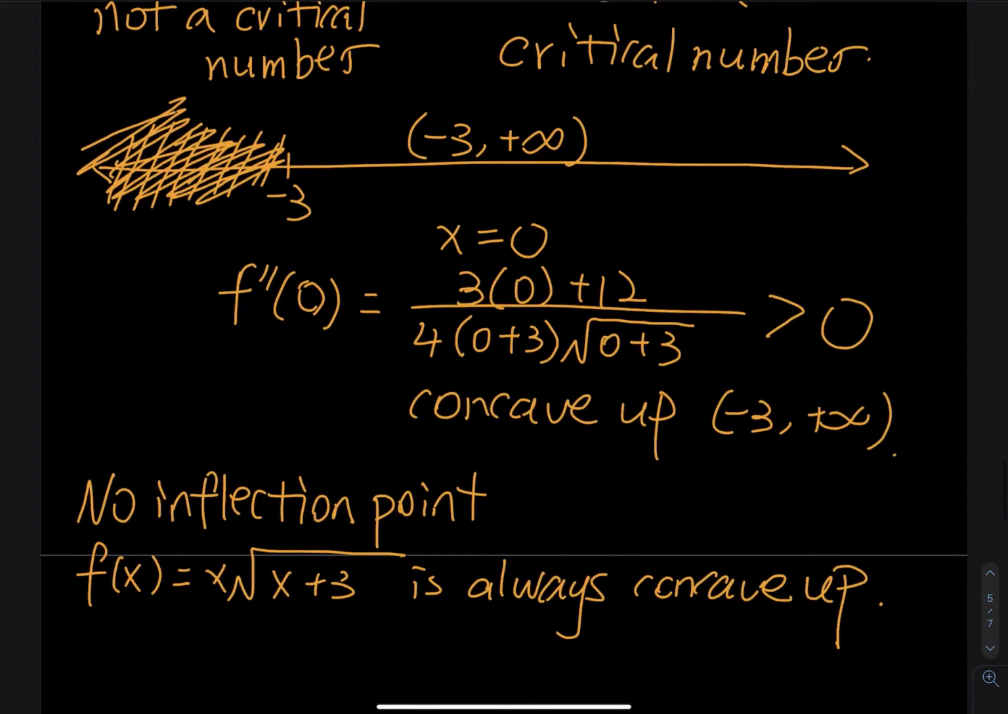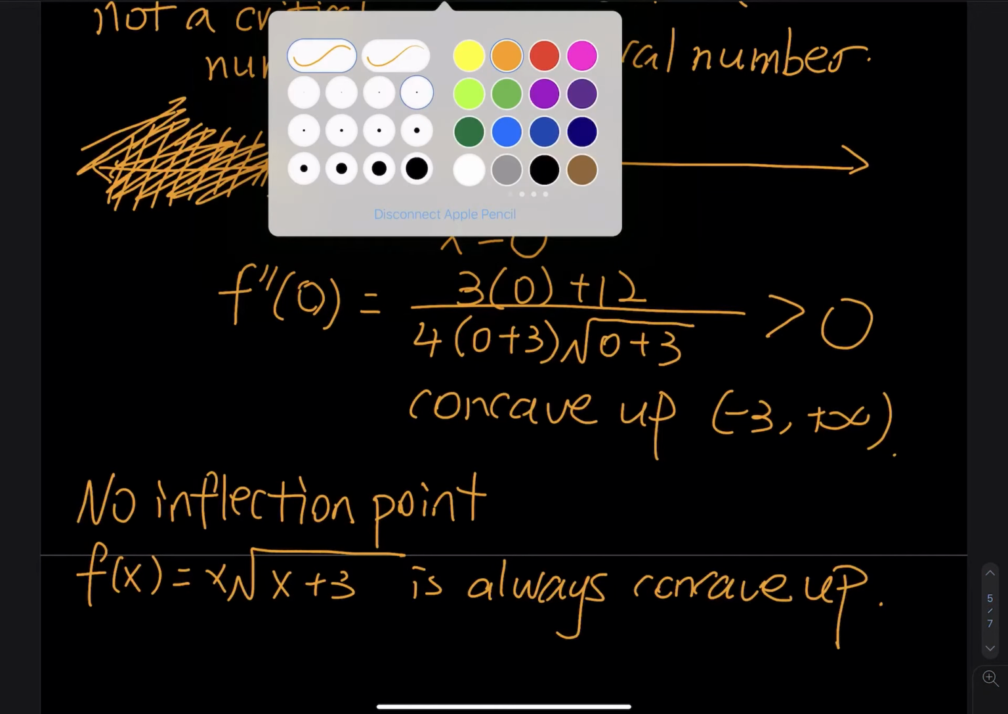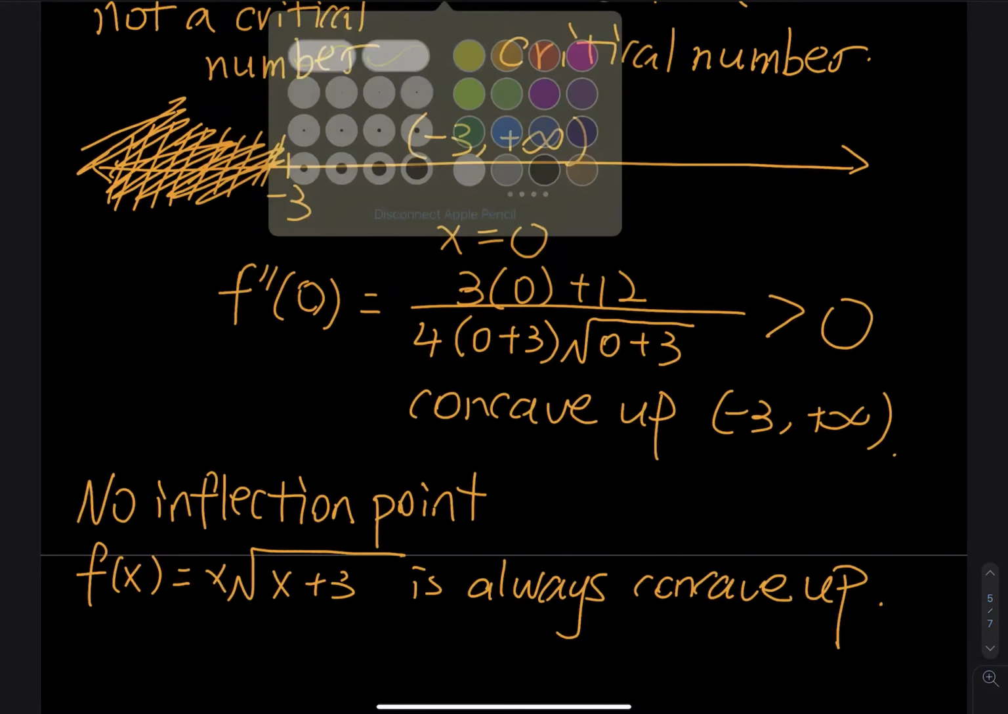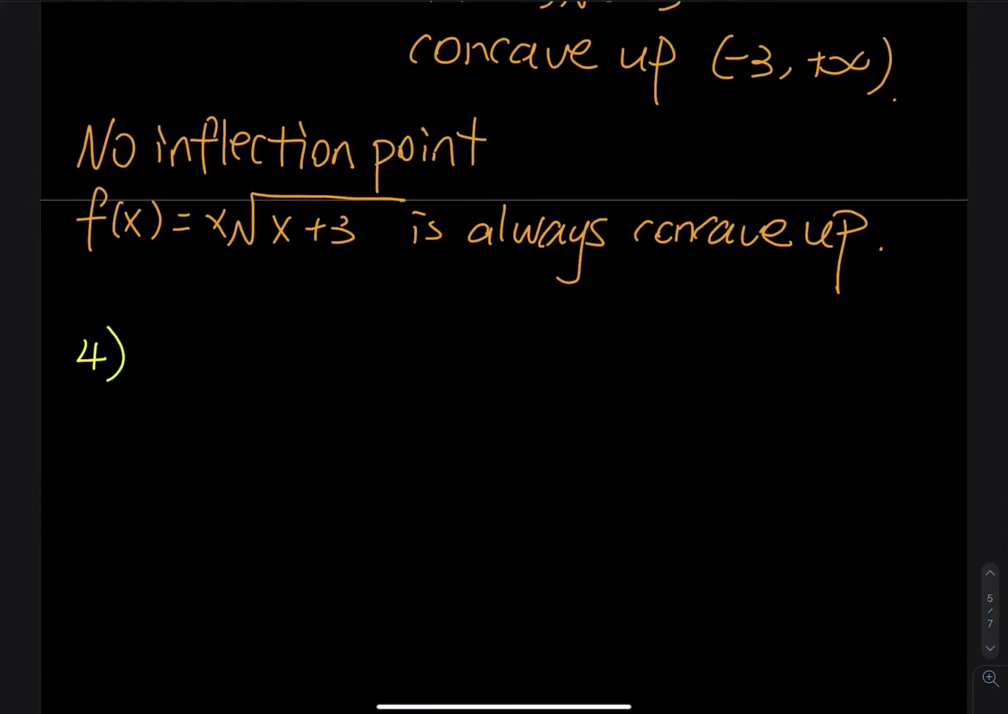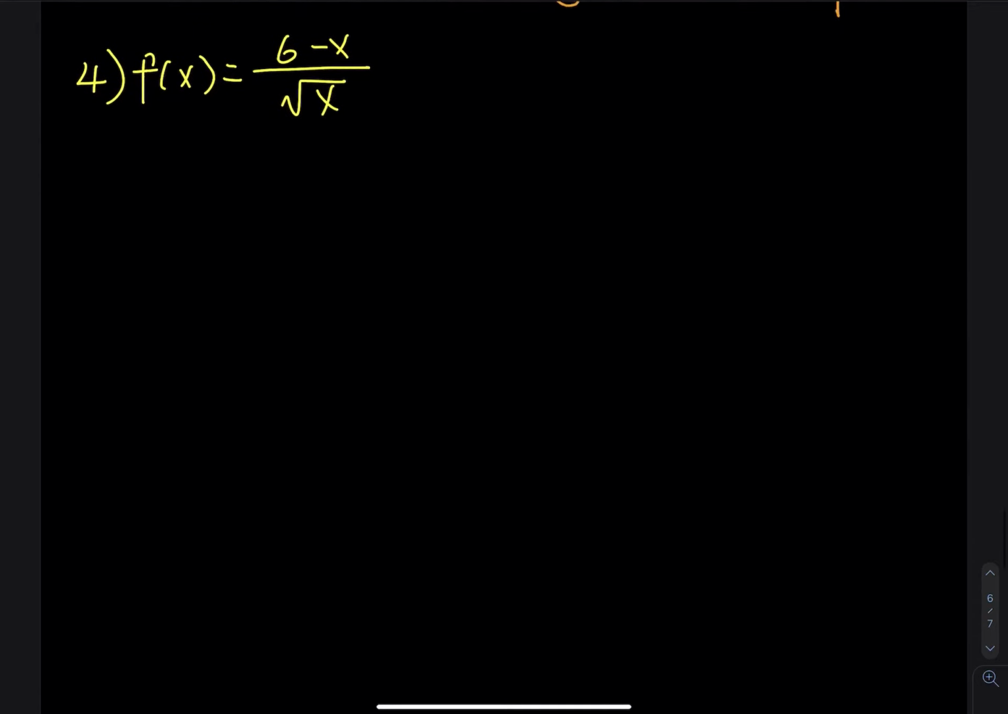All right, let's move on to number 4. So number 4, we have a rational function and we have a square root in the denominator. Okay, let's take a look at number 4. So number 4, we have f of x equals 6 minus x divided by the square root of x. First thing first, we have to consider the domain. All right, so we have to consider the domain because we have a rational function and we have a square root.